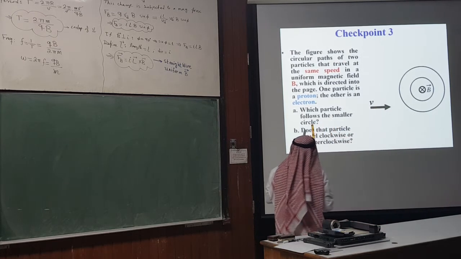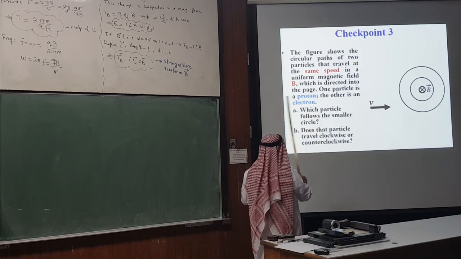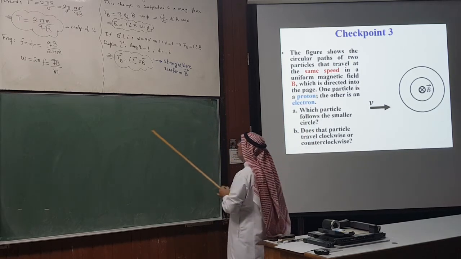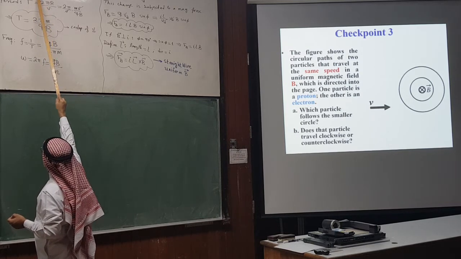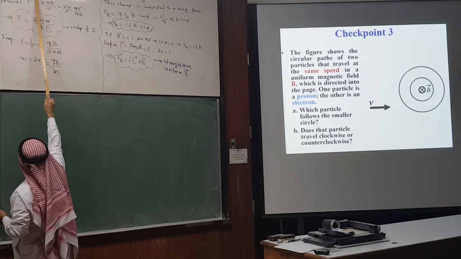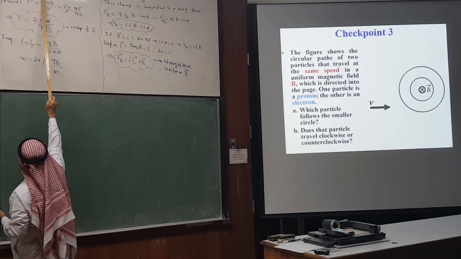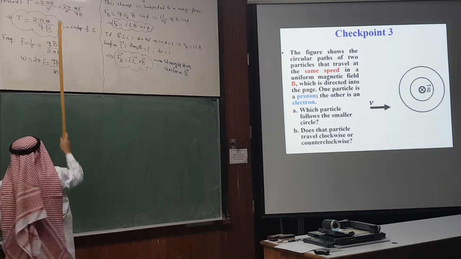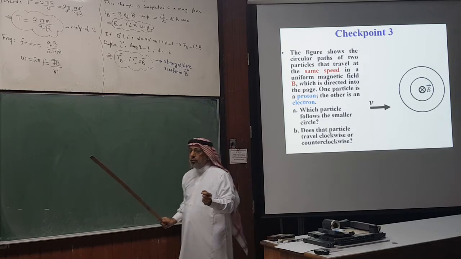The first part of the problem says, which particle follows the smaller circle? The radius of the circle, as we have seen, is equal to mv over qB. Let's see what is the same. An electron and proton have the same charge, it's the same magnetic field, and they enter with the same speed. So what is the only difference between the two?